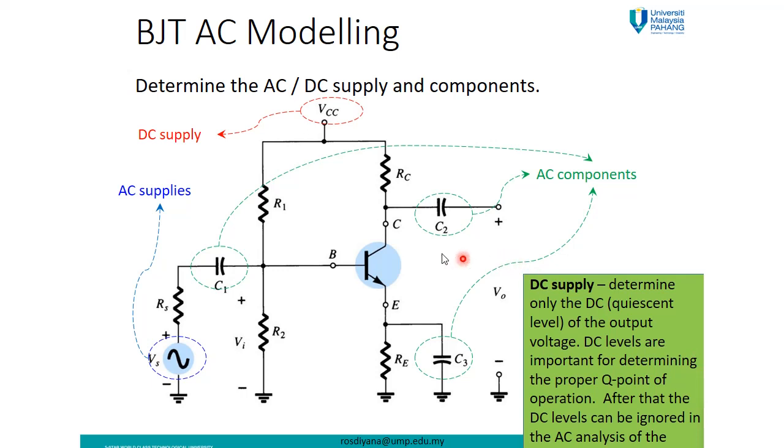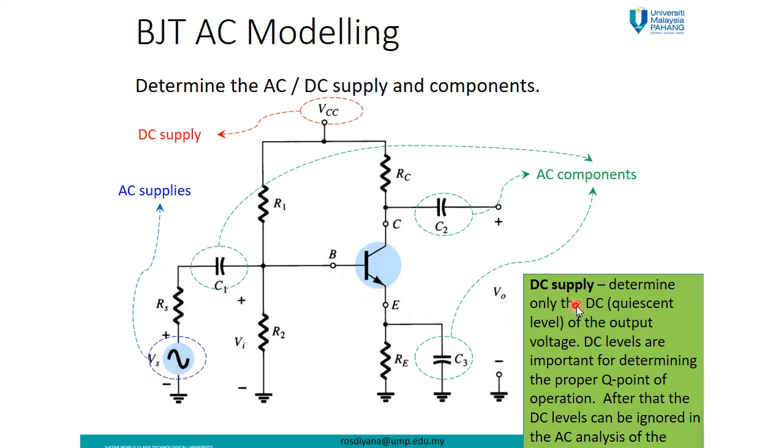Let's take a look at this overall circuit. In this example, we are using the voltage divider. Okay, then determine the AC or DC supply and AC or DC component. VCC is a DC supply. The VS is the AC supply. And then the AC components are capacitor C1 and C2, and also C3. Okay, VE and VOut are actually the AC components too, or AC supplies.